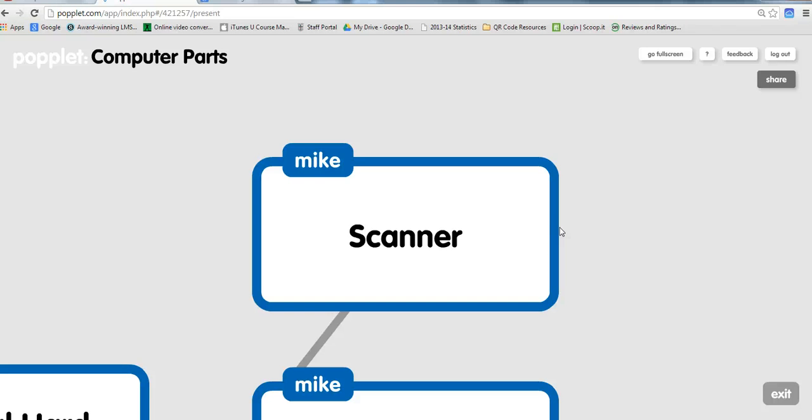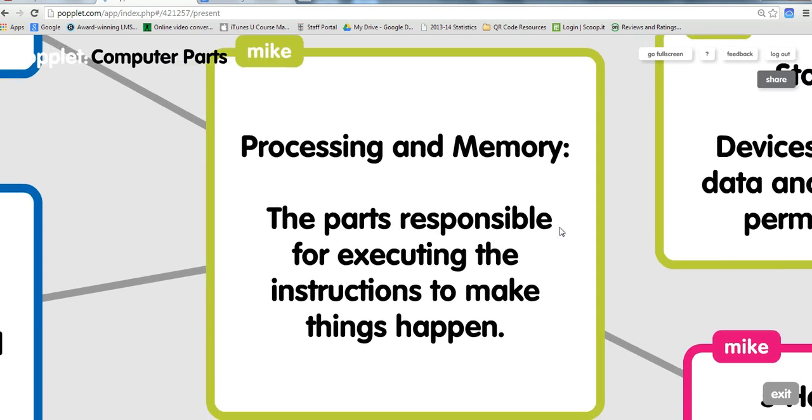Now, once the data goes into the computer, there is a category of hardware that processes the instructions to do what we want the computer to do. So our next category is processing and memory. These parts are responsible for executing the instructions to make things happen on the computer. So these two parts work together to make our computer work.